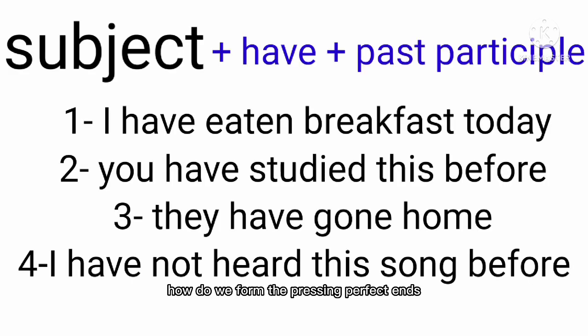How do we form the present perfect tense? We need two words. It is very important to form the present perfect tense: the helping verb have and the past participle of the verb. For example, I have eaten breakfast today. Have is the helping verb and eaten is the past participle of the verb eat.